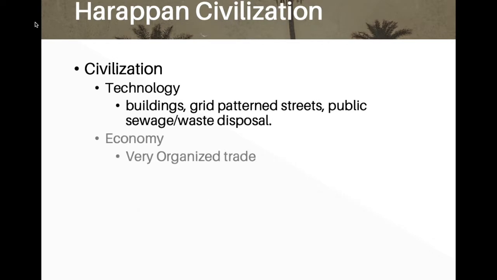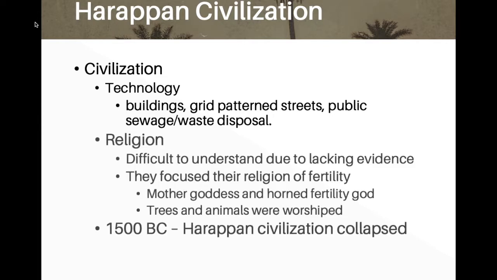Okay, I'm not sure what's going on with that slide. We'll leave that. Technology, like I said, there's buildings. They had a grid pattern to their buildings and streets. They did have a public kind of sewage or waste disposal system, which would be basically a canal, narrow canals, ditches that would drain the sewage away.